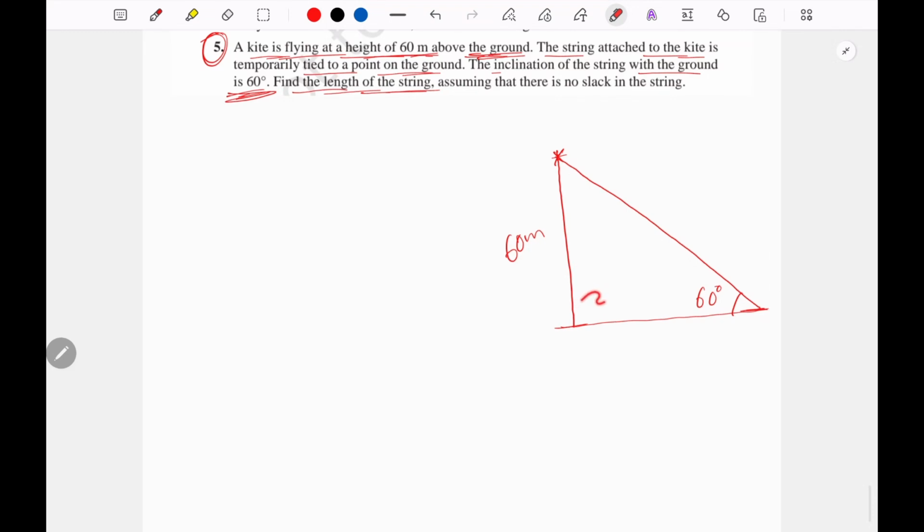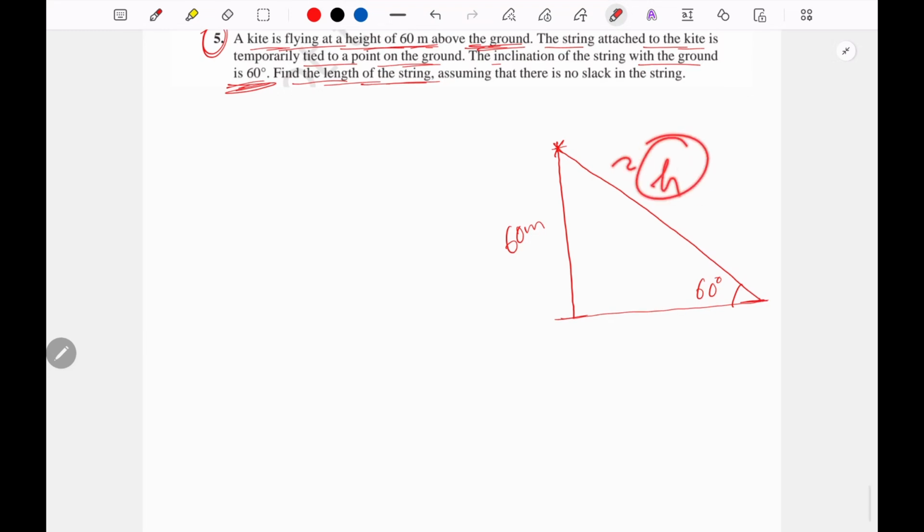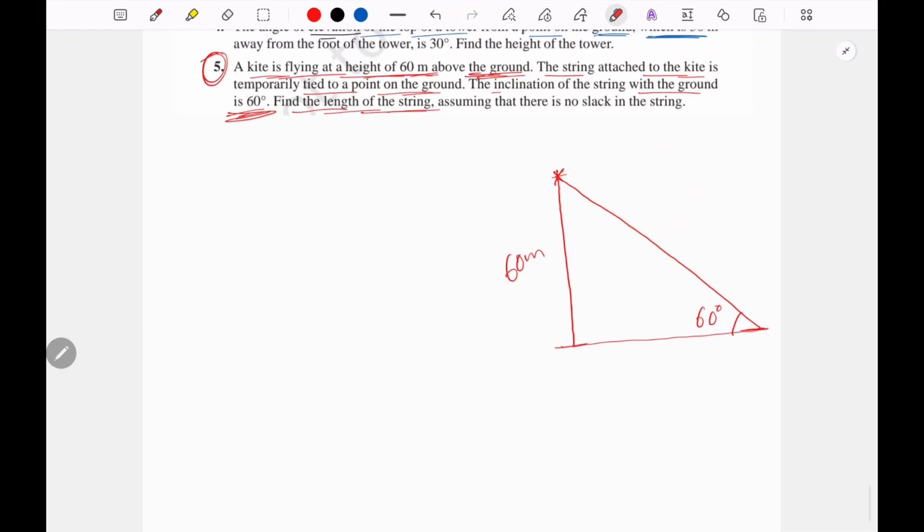Since this is a right angle triangle, if we consider this as the angle of reference, then this is our base, the side opposite to this angle is the perpendicular, and this is the hypotenuse. We have the value of P, and we need to find the value of H, the length of this string. So first, write the solution from the figure.